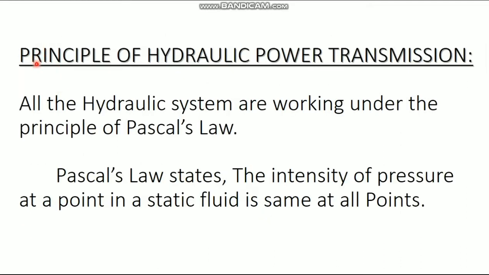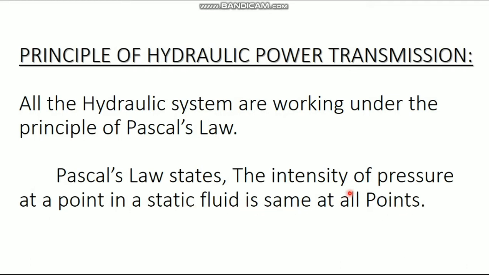This is one important thing, that is the principle of hydraulic power transmission system. All the hydraulic power transmission systems work under the principle of Pascal's law. Already you may know Pascal's law. Pascal's law states the intensity of pressure at a point in a static fluid is the same at all points.